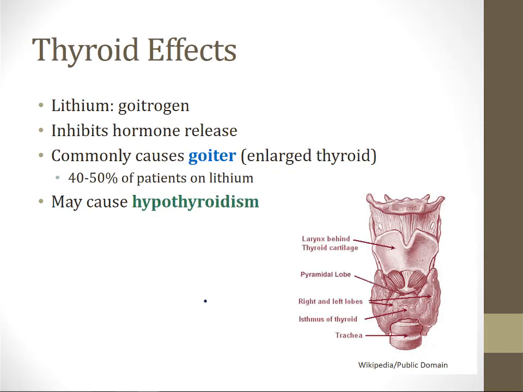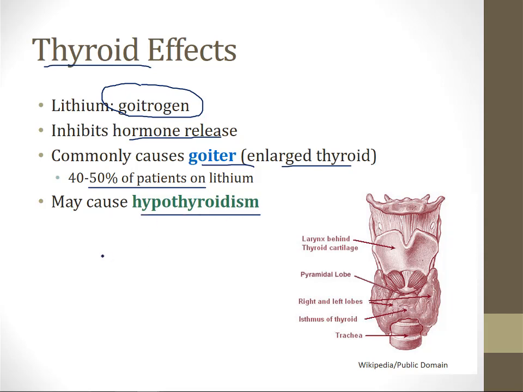Patients who take lithium for long periods of time are at risk for thyroid problems. Lithium is a goitrogen, and I discuss goitrogens in the endocrine section in the videos on thyroid abnormalities. Goitrogens are substances that inhibit the release of thyroid hormone from the thyroid gland. For this reason, the thyroid gland is stimulated to produce more hormone, and this commonly causes a goiter, which is an enlarged thyroid. 40 to 50% of patients taking lithium have an enlarged thyroid. And in some cases, the lithium suppresses thyroid hormone production to such a degree that the patient can develop hypothyroidism.